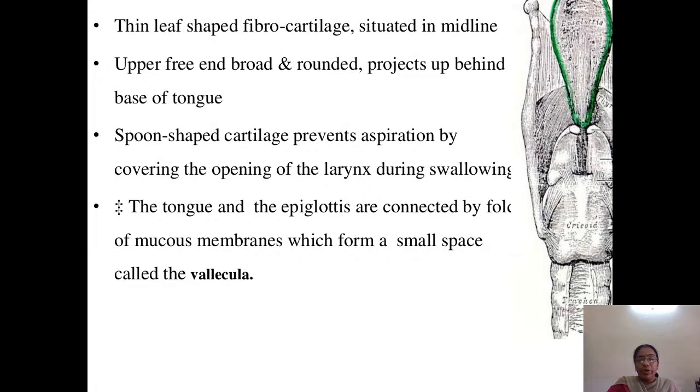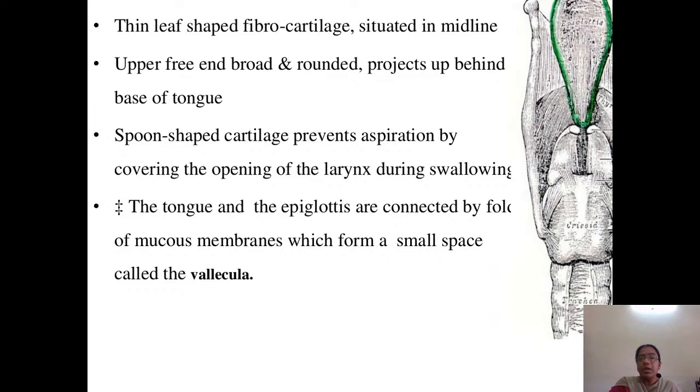Going to the epiglottis, it is a thin leaf shaped structure situated in the midline. It consists of an upper free end which is broad and rounded, and a narrower lower part. When you see the shape, it is spoon shaped, and it prevents aspiration by covering the opening of the larynx during swallowing. When you are swallowing food, it moves back and prevents aspiration.